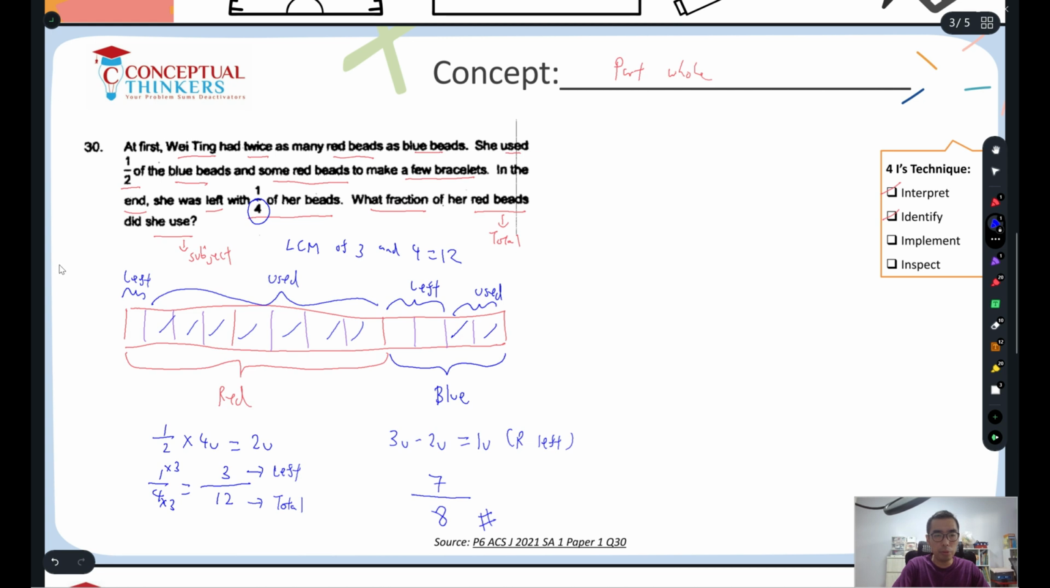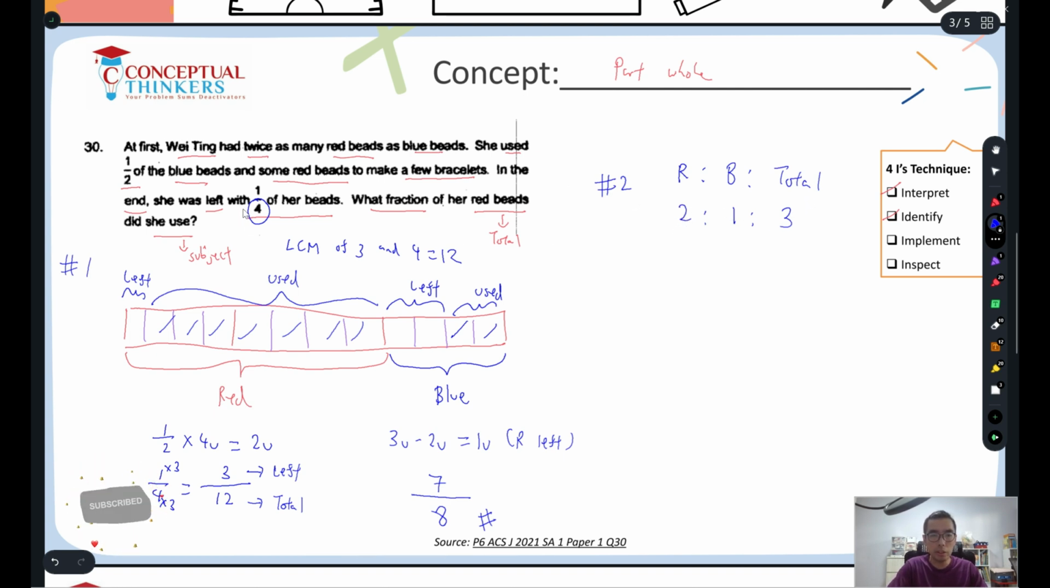So I'm using the model method. Now I'm going to show you the ratio method, so we can see whether our answers match. We know that initially red is to blue is to total, so we have 2 is to 1 is to 3. Since they say that's twice, red will be 2 units, blue will be 1.